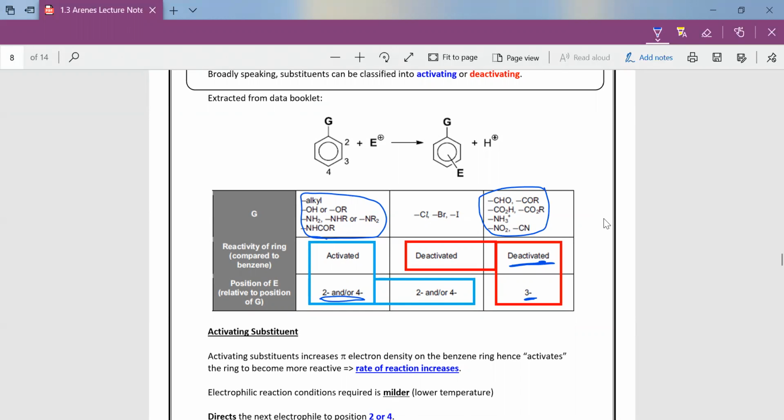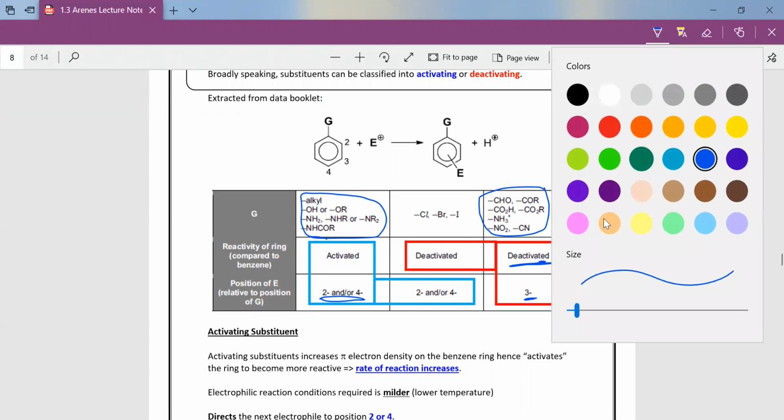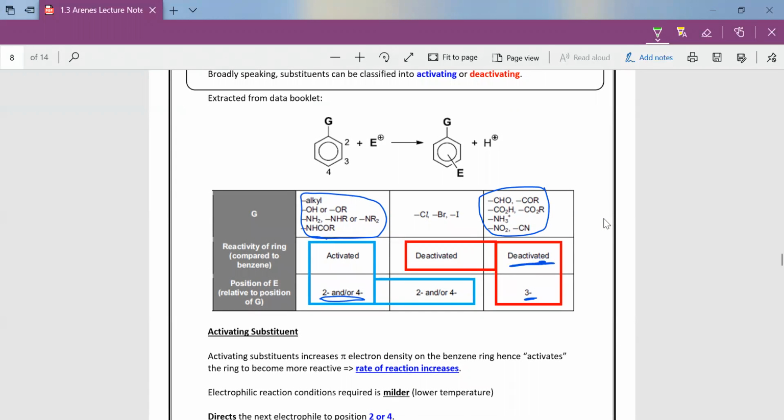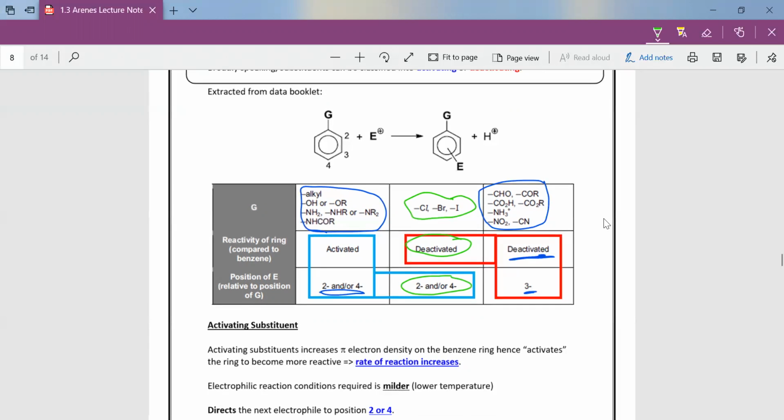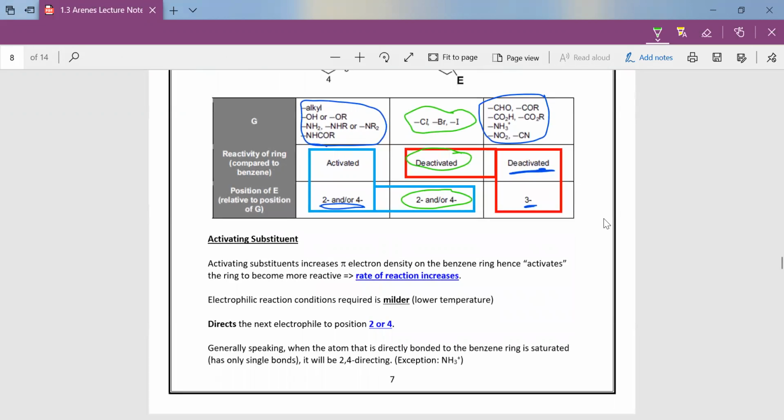Okay, so there's this anomaly group in the middle. This is like a sore thumb. They are saturated groups, but yet they are deactivating, and they direct to position 2 and 4. So it's a bit strange. They are deactivating and yet they direct to position 2 and 4. So halogens, please remember.